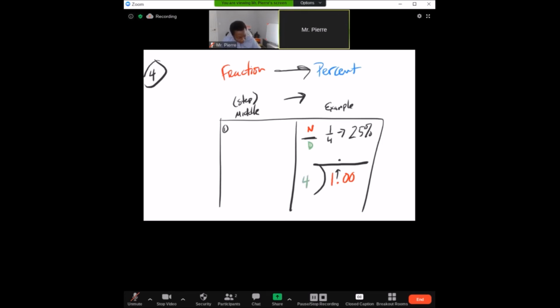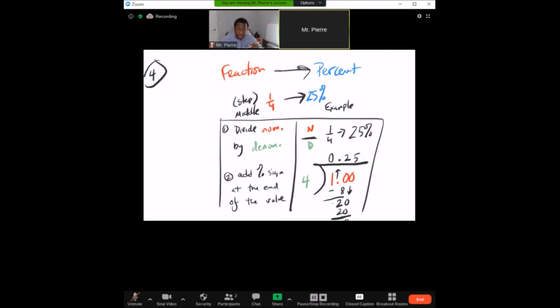So 4 goes into 1, 0. We can't subtract any 4 from 1. We can subtract 2 groups of 4 from 10. That will give us a remainder 2. Bring down the 0. And then we can subtract 5 groups of 4, which will end up with a remainder of 0. So we see once again, we're going to divide the numerator by the denominator, and then finally add the percent sign at the end of the factor.